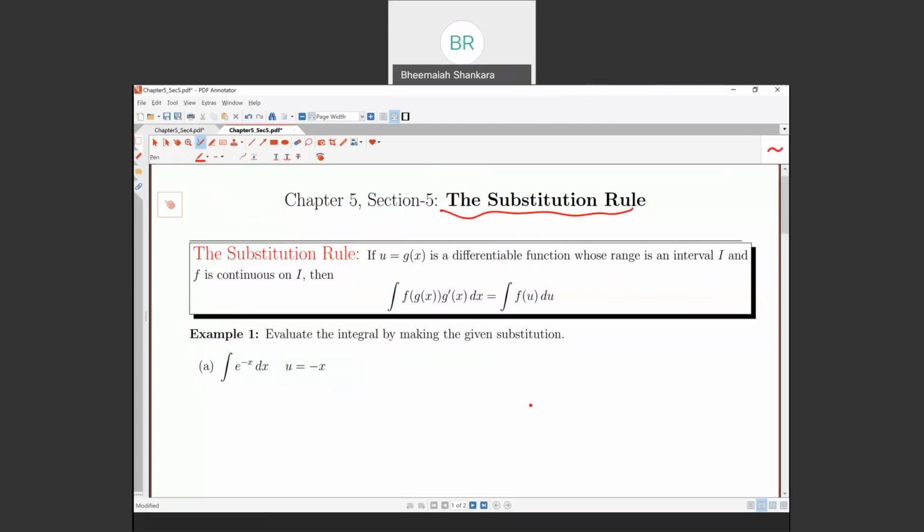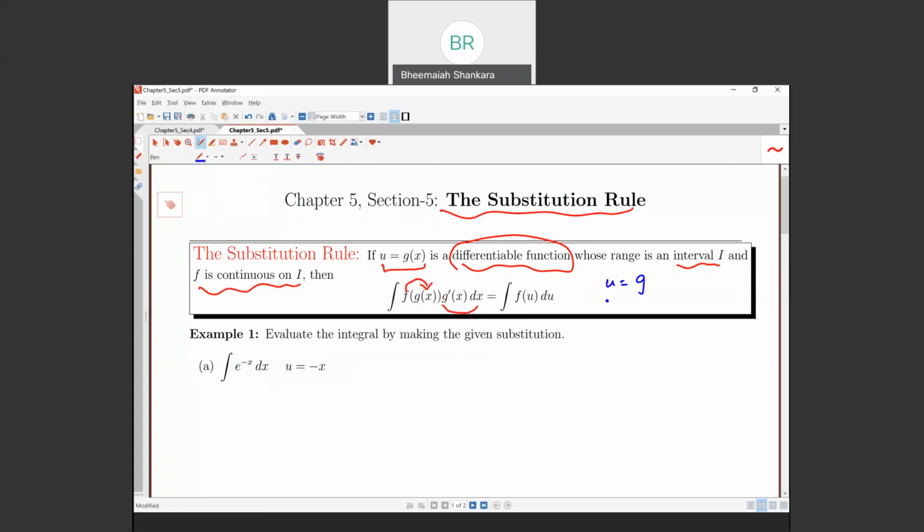You are given a function u which is g of x, and this function u is a differentiable function whose range is an interval I, and the function f is continuous on I. So f is a composite function of g, and you have a derivative of g here, which is g prime. The integral of such functions is just integral f of u du, which means you will be replacing u as g.